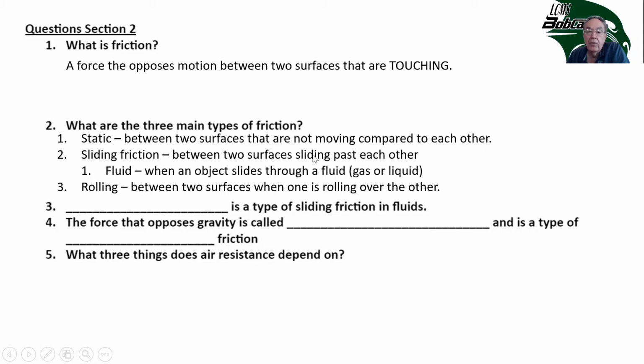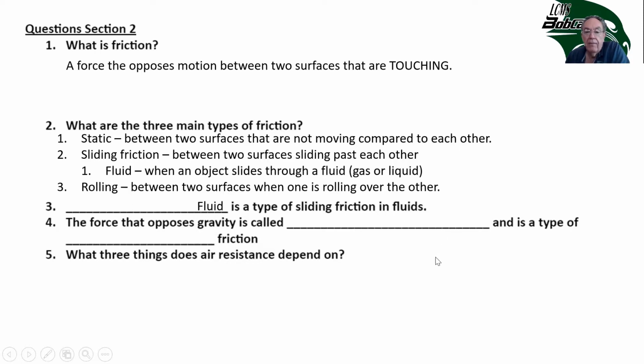Sliding friction is between two surfaces that are sliding past each other. Fluid friction is when an object slides through a fluid, which is a liquid or a gas. So instead of two solids sliding past each other, you think of it as just sliding through the air. The bow of the ship is sliding through the water, and actually the top of the ship is sliding through the air.